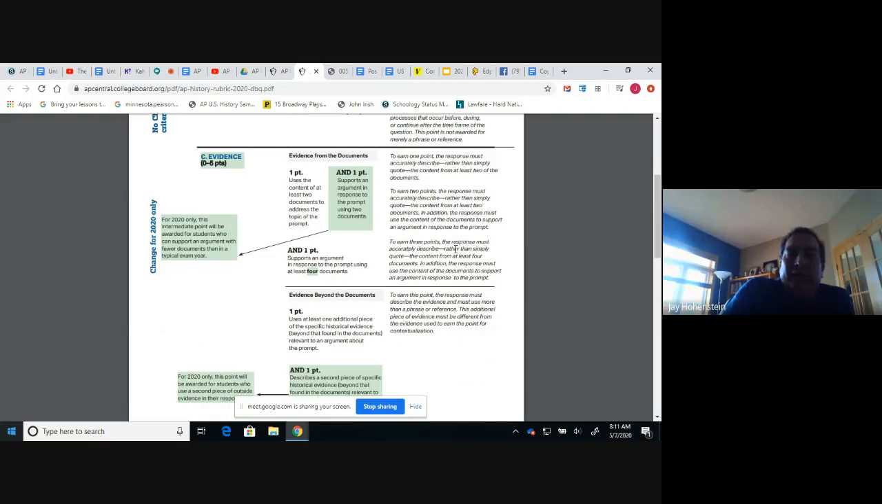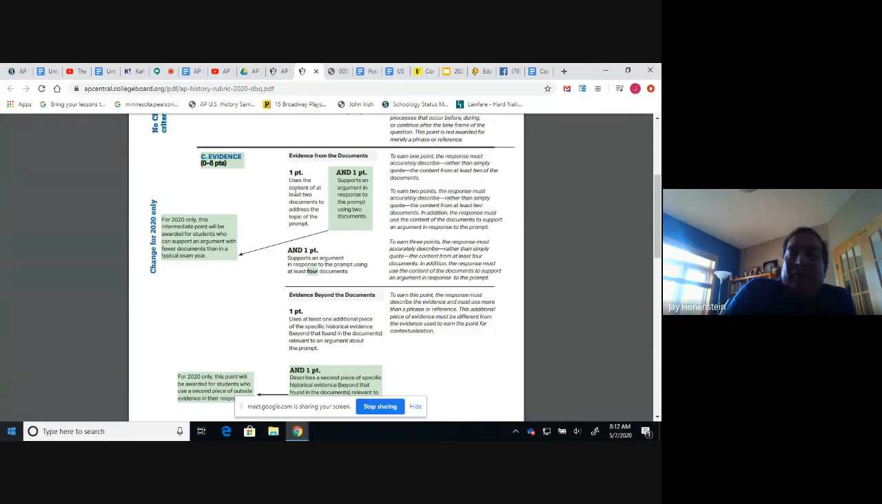I'm going to want to use my documents. And with the documents, I would like to use them to support my writing for the essay. Like it says here, it must accurately describe the content, and it must use these documents to support my argument in response to the prompt.